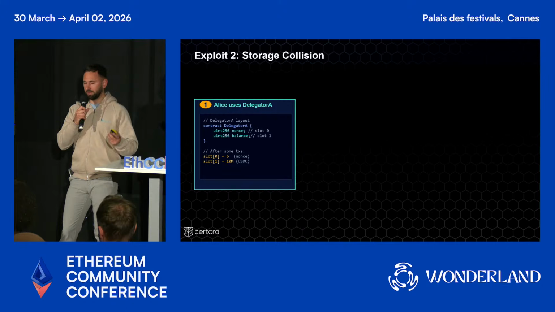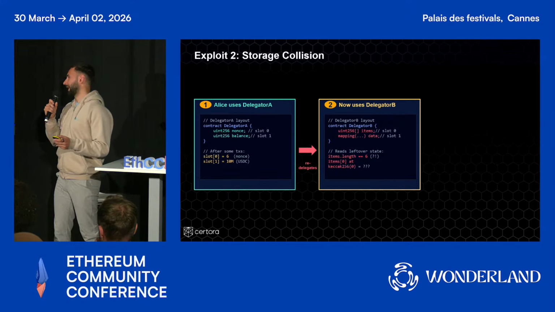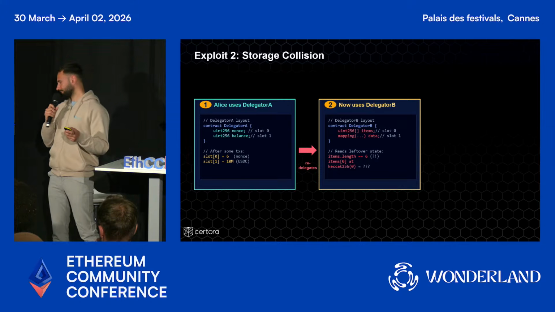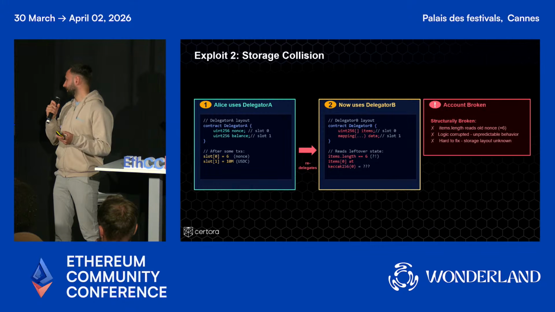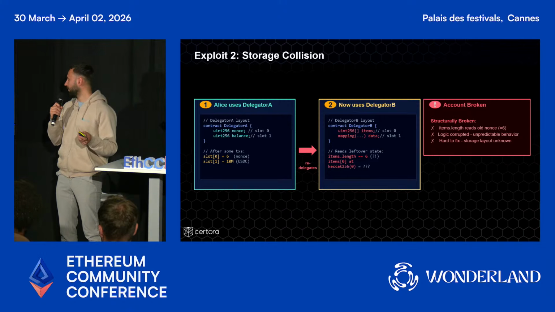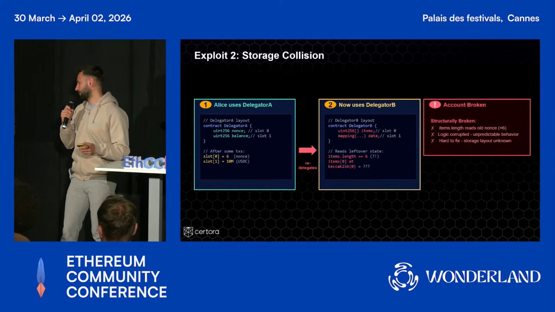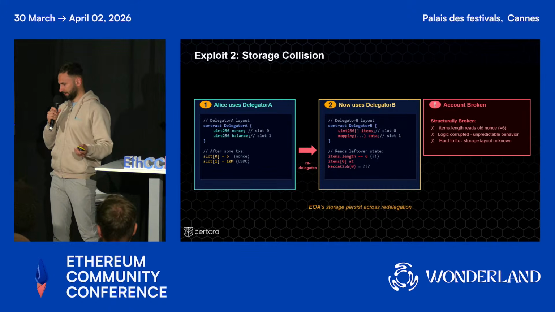Then Alice wants more fine-tuning, and she wants to delegate to delegator B. Delegator B's layout is totally different. We have an array of uint256 items in slot 0, and we have a mapping of data in slot 1. And then when Alice's EOA is triggered, delegator B will read the leftover state from delegator A and will set the item that belongs to 6, which basically will break the account. So the logic is corrupt because we have unpredictable behavior, and it's pretty hard to fix because the storage layout is now mixed up. So the simple takeaway here: remember that the EOA storage persists across redelegation.